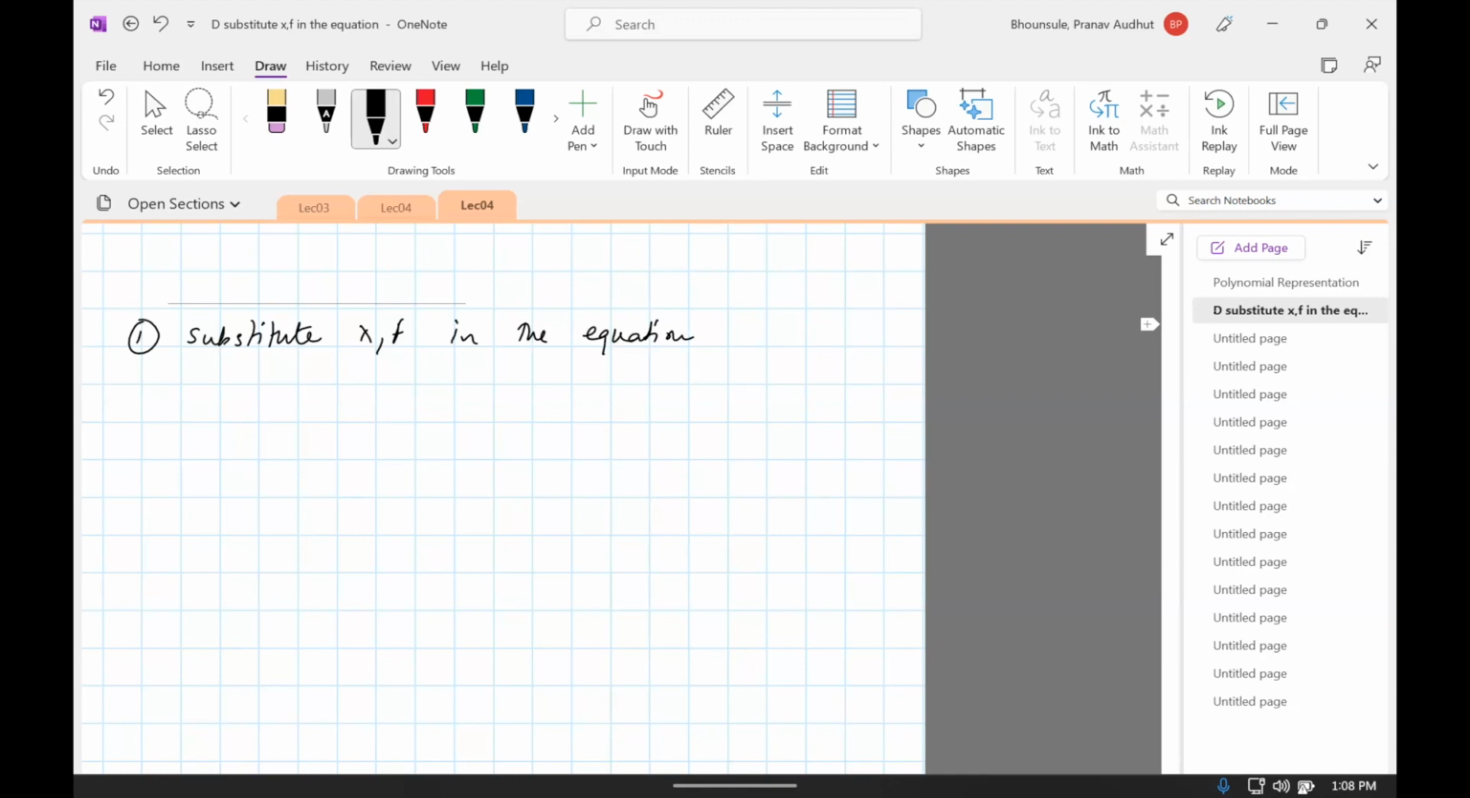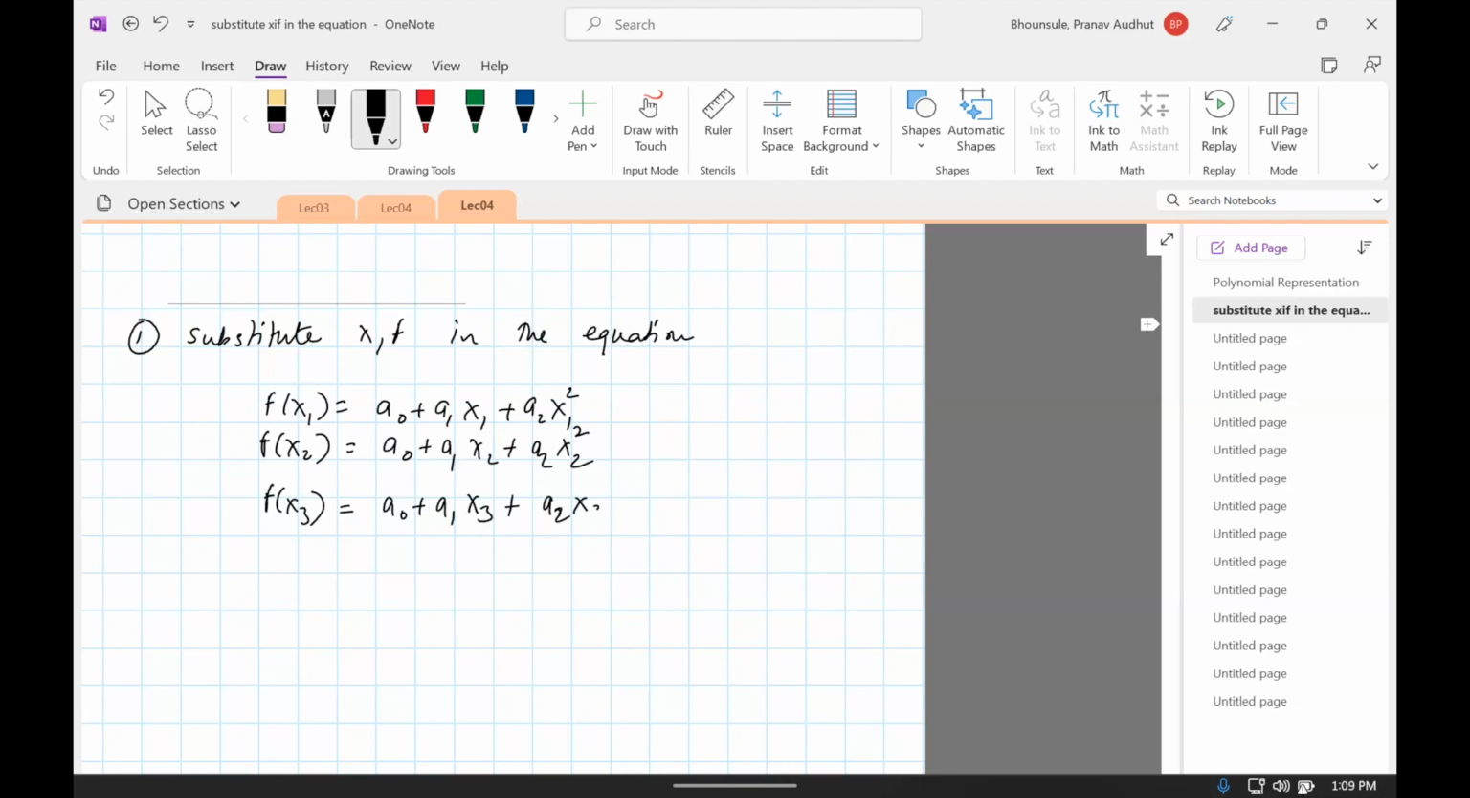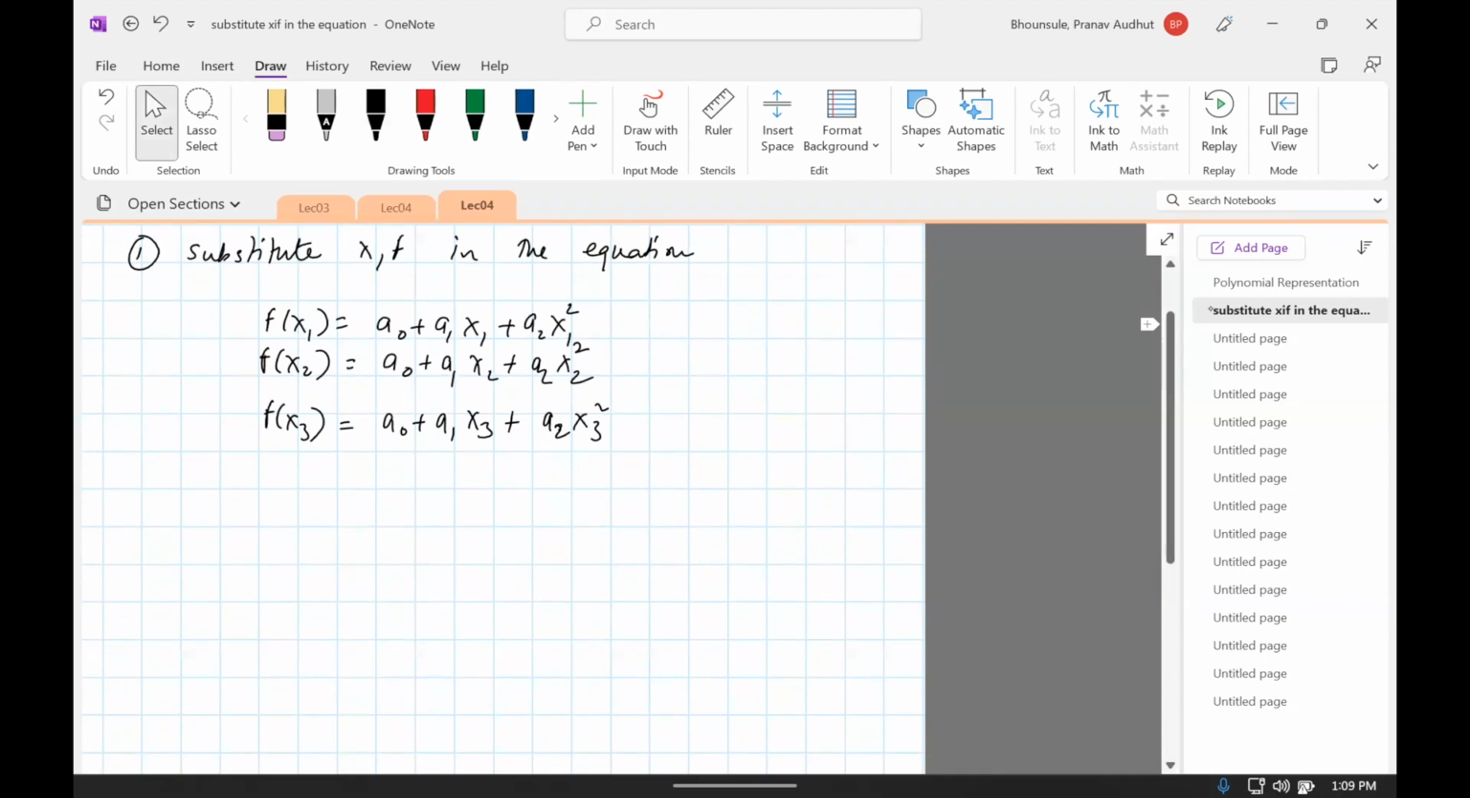So first one, just put x equals x1. So we have a0 plus a1 x1 plus a2 x1 squared. F of x2 is a0 plus a1 x2 plus a2 x2 squared. Sorry, I did something wrong, this should be a1 and a2. F of x3 will be a0 plus a1 x3 plus a2 x3 squared. Okay, so remember that you'll actually be given values for the x's.